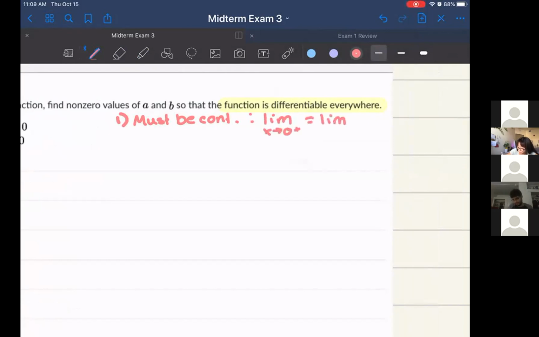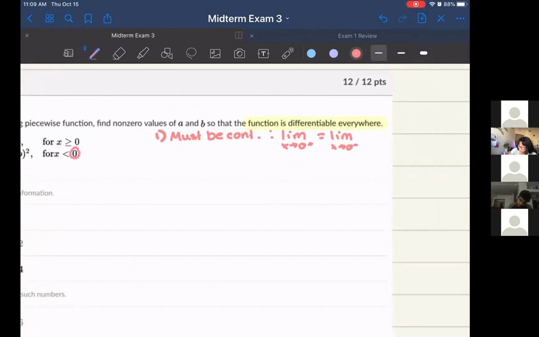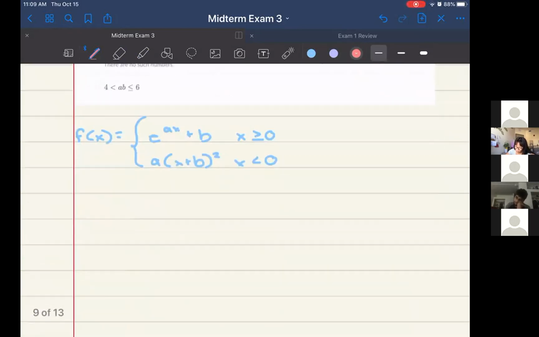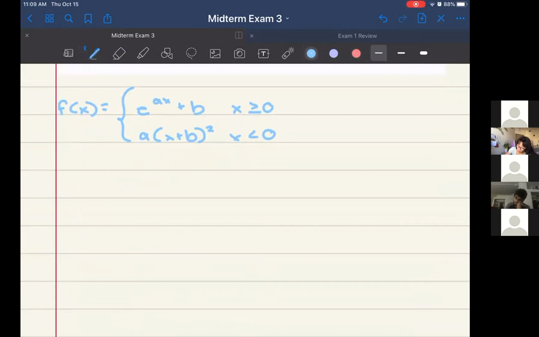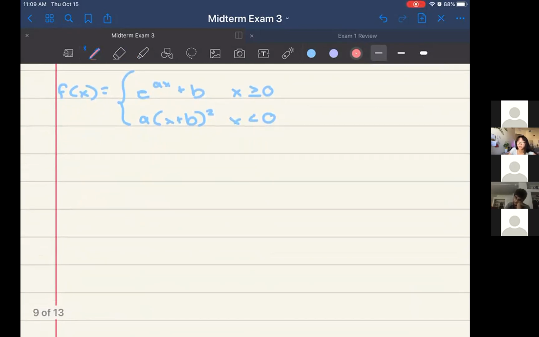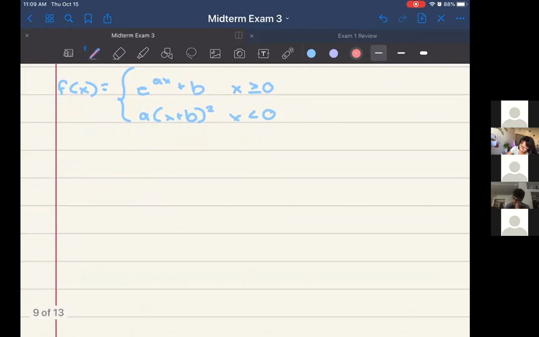Has to equal the limit from the left. And 0 is the point that we're looking at. So it's 0 from the right and the left. So first we need to ensure that the function is continuous. So what you're going to do, you're going to take the limit, set the limit from the left equal to the limit from the right. So we know that this is from the left and this is from the right.